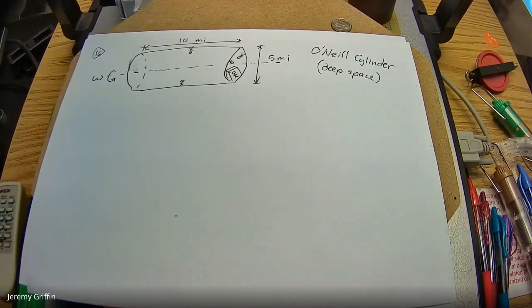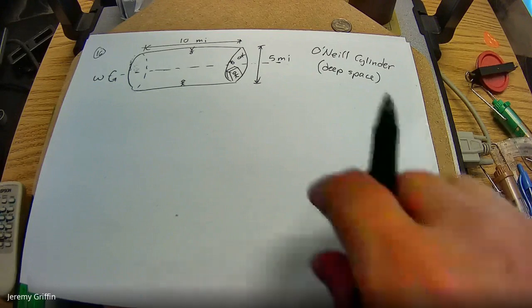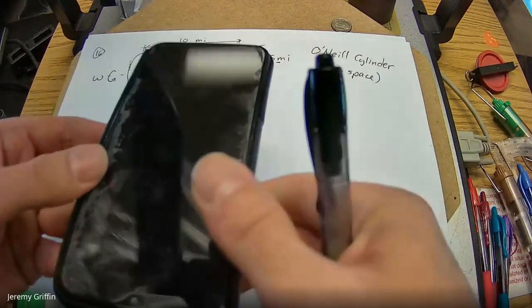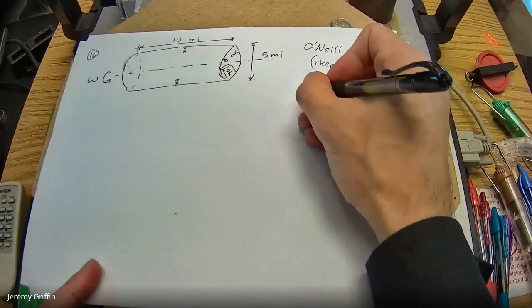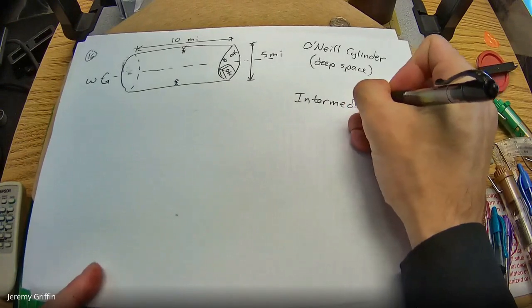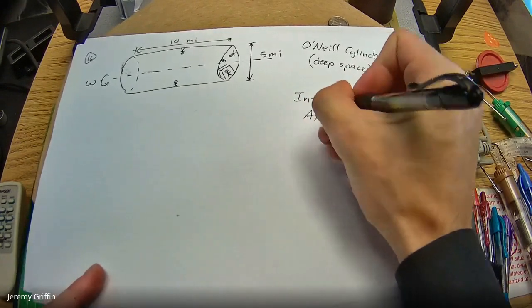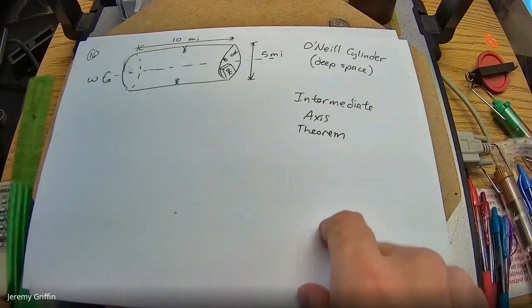I can do it and make it spin. All right. So you guys having some trouble doing that along that axis? Right. That is called the intermediate axis theorem. It won't be stable along that axis.